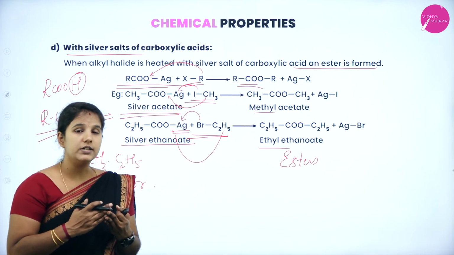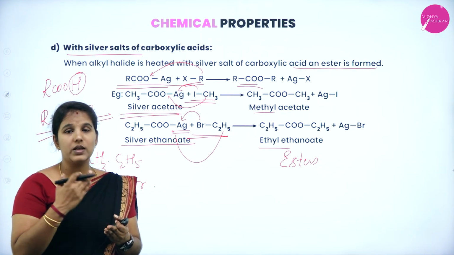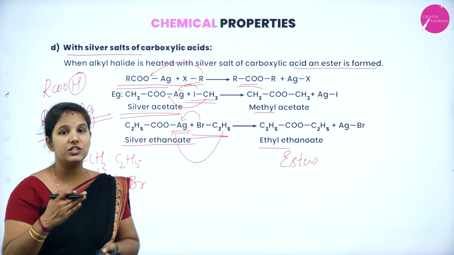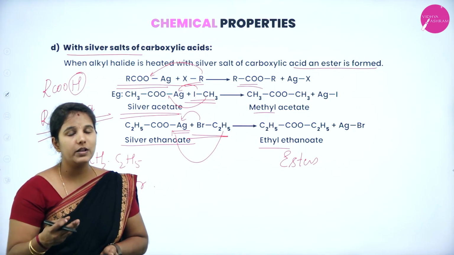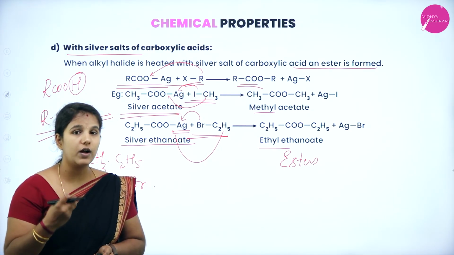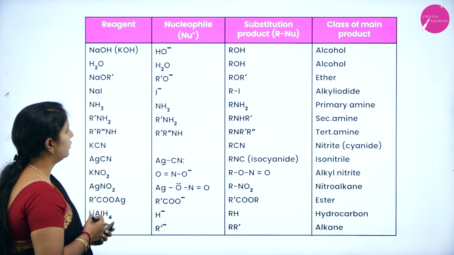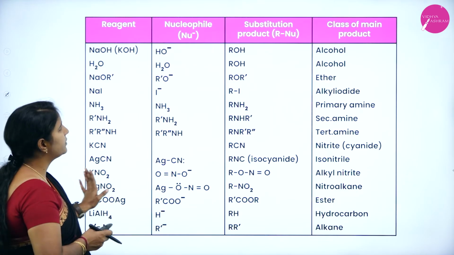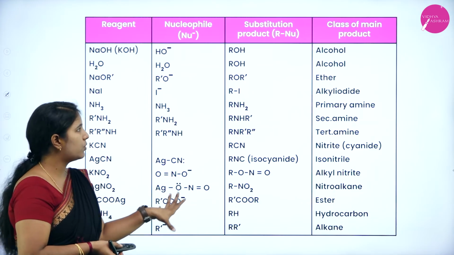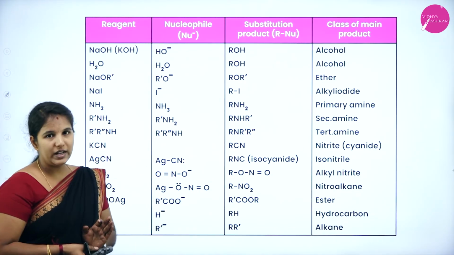Remember, how does it react with alcoholic KOH, alcoholic KCN, aqueous KOH, NaOH, or alcoholic AgCN? What will be the product? That is very important to understand for your competitive examination point of view. Next, we have some reagents. How does the nucleophile attack? What will be the substitution product, and what is the class of the main compound? We will understand by looking at this table.